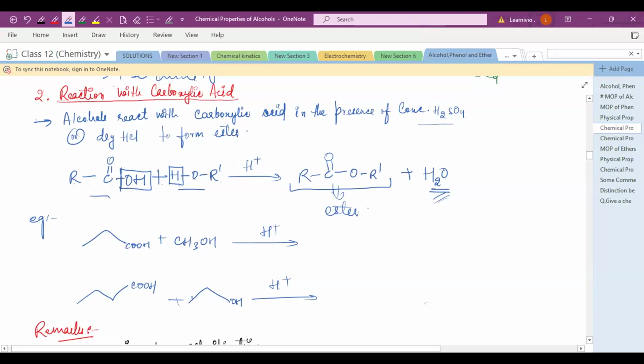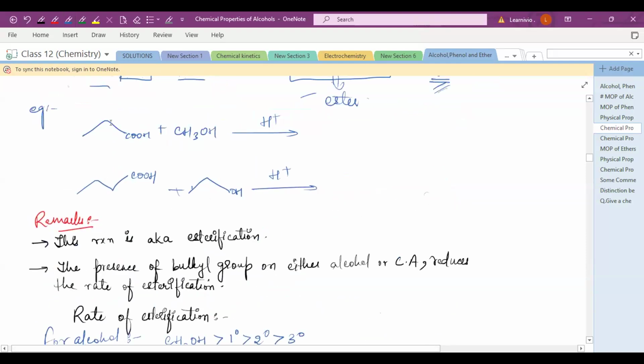Okay, so it's very easy. The OH group from the carboxylic acid and the H from the alcohol are removed as water, and the CO combines with OR dash and you will get the ester. Now see the examples. CH3CH2CH2COOH combines with methanol. Then tell me what will be the product. Yes, Muniba, what will be the product here?